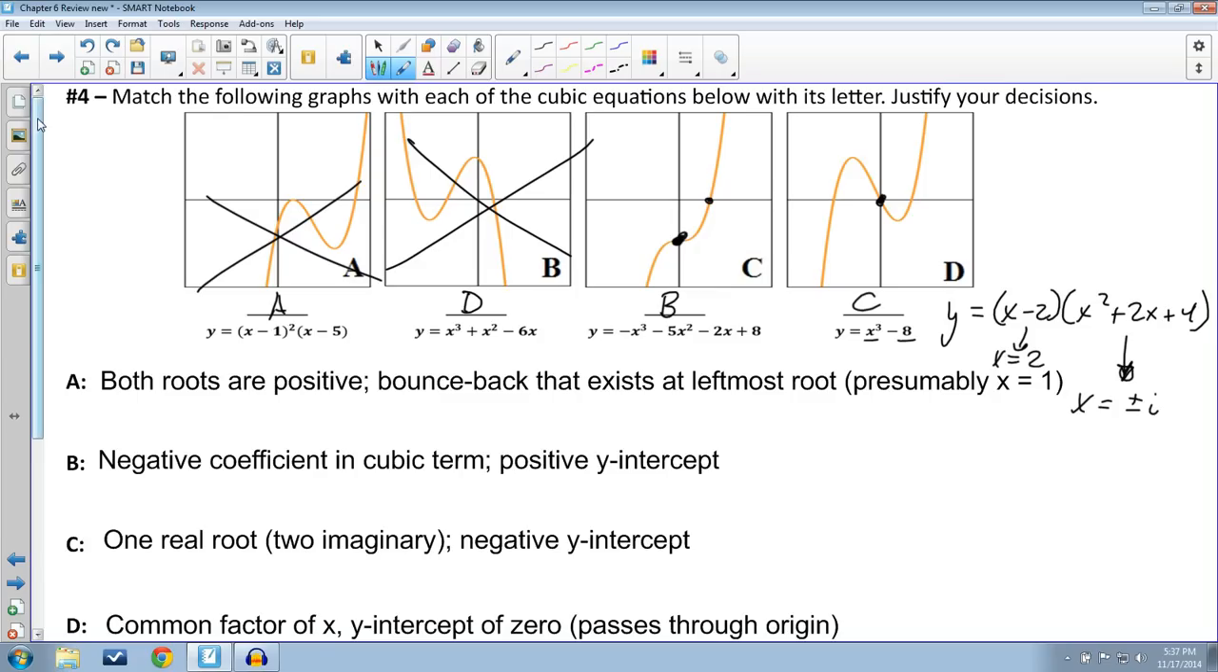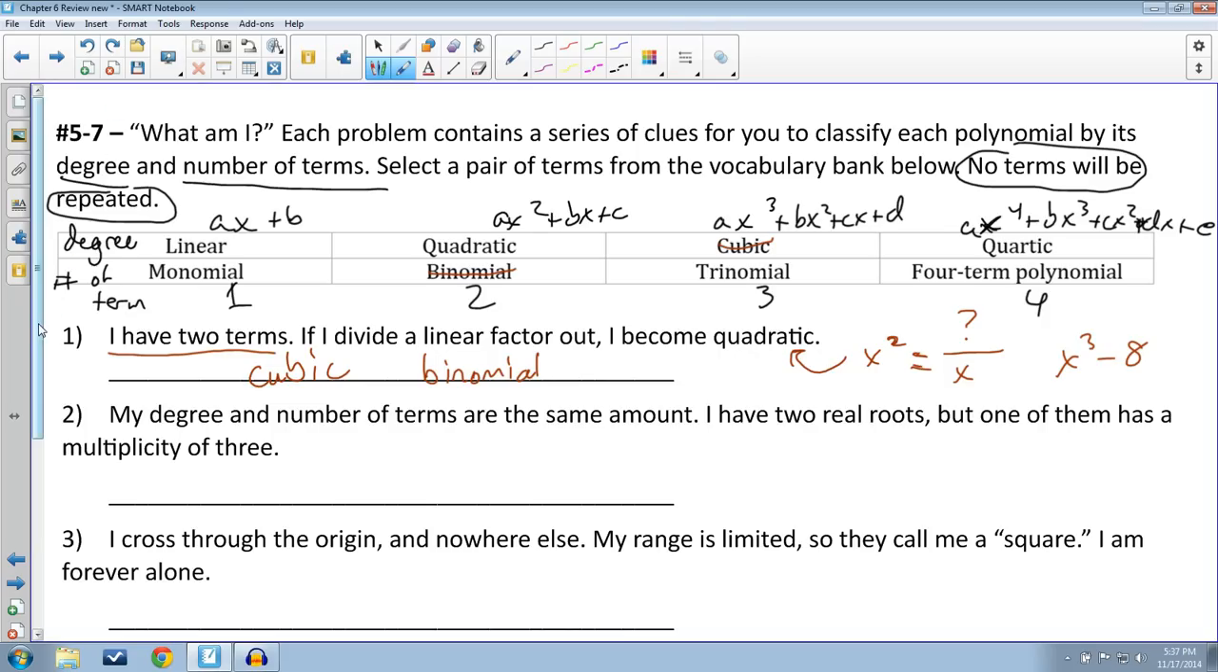There you go. If I divide a linear term out, it becomes a quadratic. Just like over here when we did it. Like right here. If I divide this linear term out, it becomes quadratic. I'm not saying it becomes a quadratic binomial. I'm just saying it becomes quadratic. It's the degree.